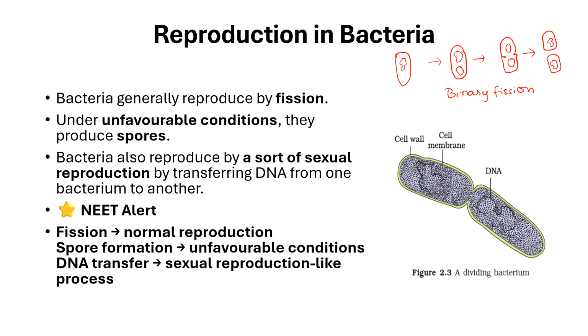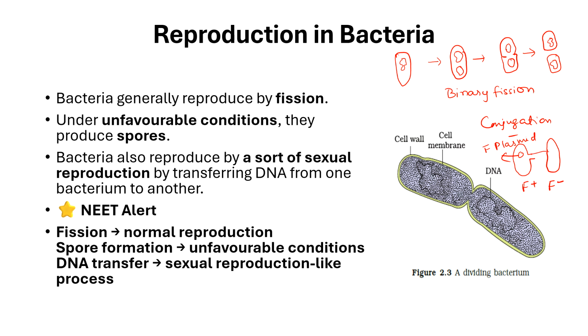And what is sexual reproduction or conjugation? This is the primitive form of sexual reproduction. So what happens? One F plus bacterium will be there, which will have an F plasmid. Another bacterium will lack the F plasmid. This is the F plasmid. We will know the details later, just understand it for now. This is the F plus bacterium and this is the F minus bacterium.